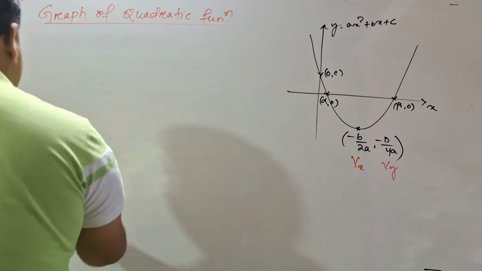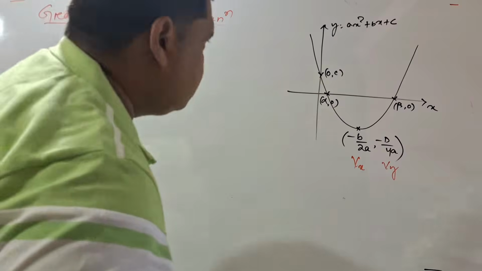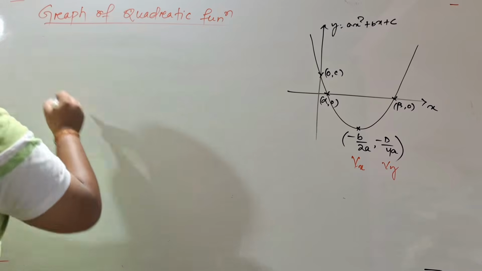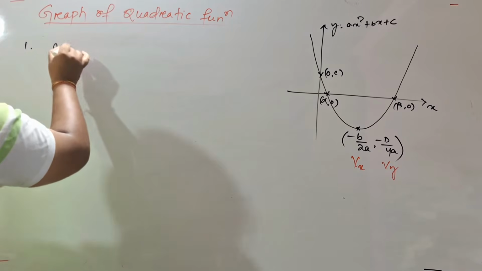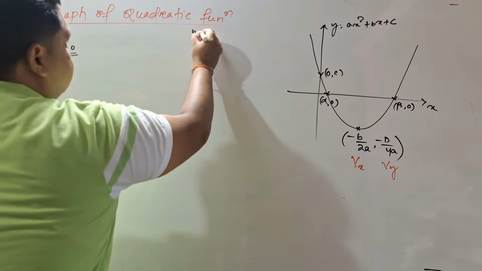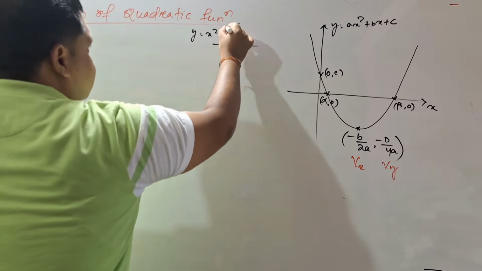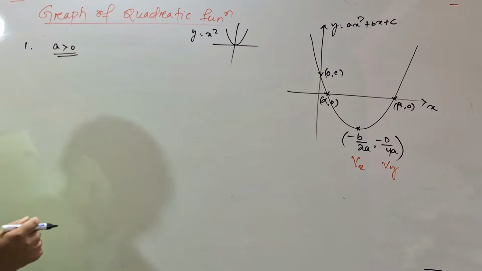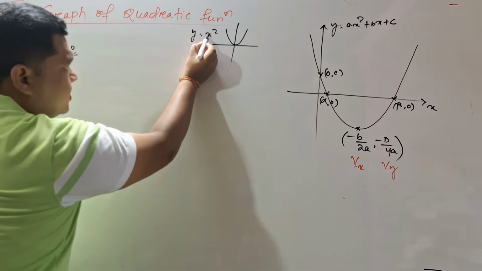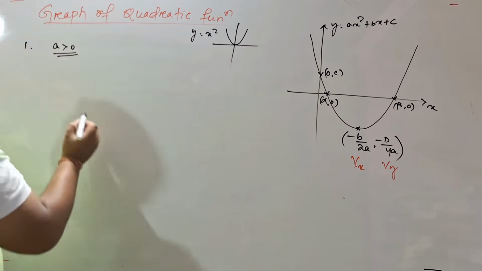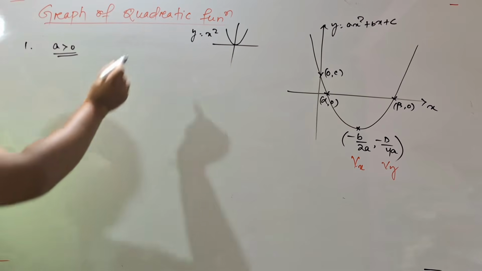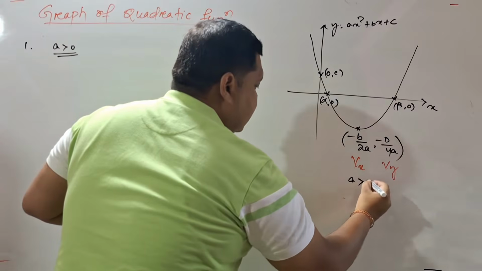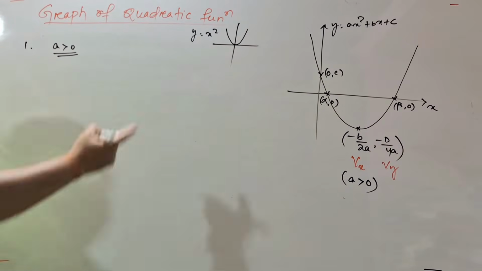Now about this parabola, all the parameters: why it is upward facing, and when it is upward facing and when it is downward facing. So point number 1, when a is greater than 0, normally y equal to x square. The curve is like this. Already done. So this is an upward facing parabola. Here a means the coefficient of x square, and greater than 0 means a positive value. So this diagram is drawn for when a is greater than 0.